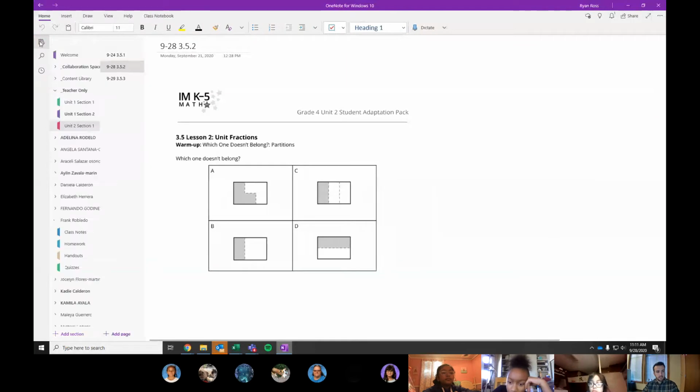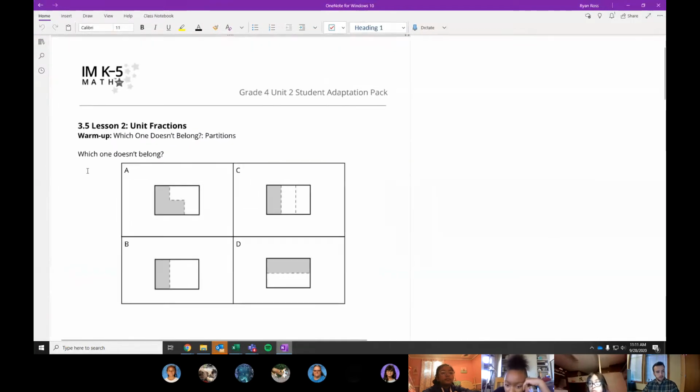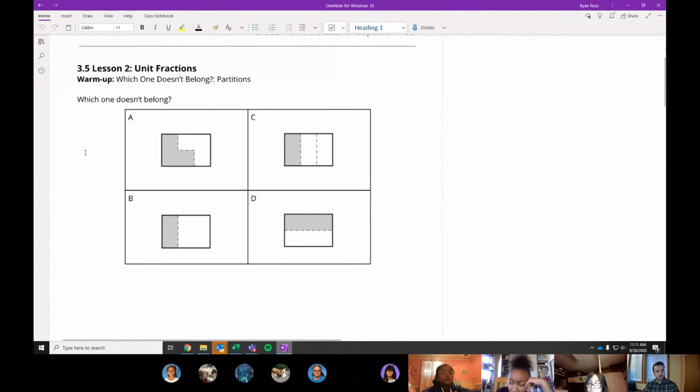So this is not in your workbook. Again, I can't remember if I explained it at the start, but we're reviewing some 3rd grade material still. So I want to make sure you are aware that this is not in your workbook. We'll get into workbook stuff maybe at the end of this week once we get out of this 3rd grade fraction review. So you've worked on this before. You've done these which one doesn't belong in the past. So no different for this one here.